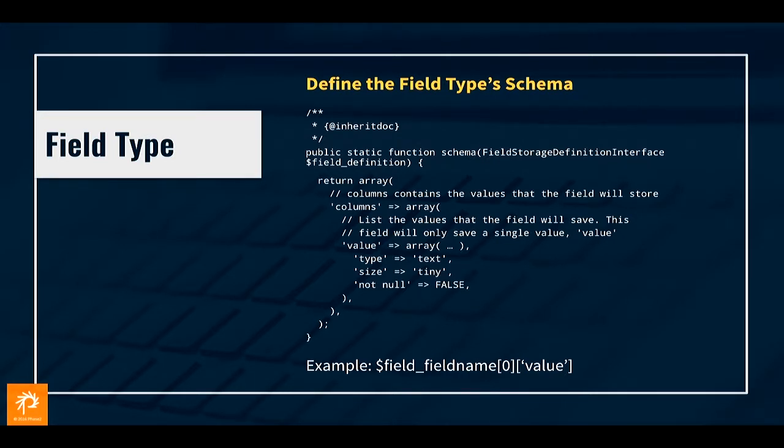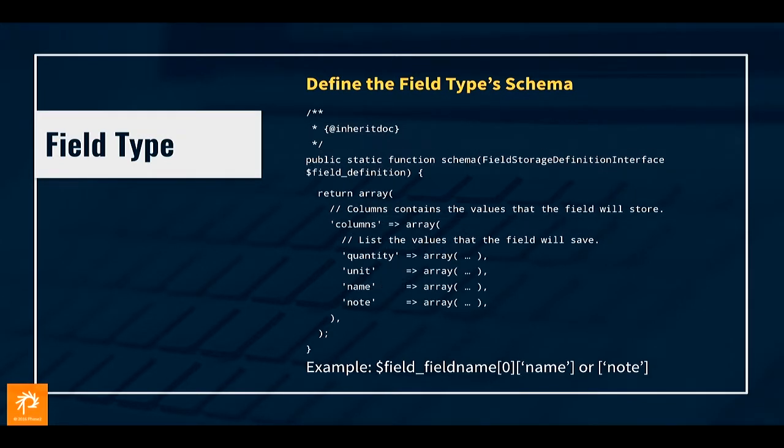A lot of times when you have this variable name, field underscore field name 0 value, it quite literally is referring to the value column in the database schema for that field type. And that's important to know, because when we're defining a compound field's database schema, you'll notice here we're defining quantity, unit, name, note. And so your variable is going to wind up looking like field underscore field name 0 name, or note, or quantity.